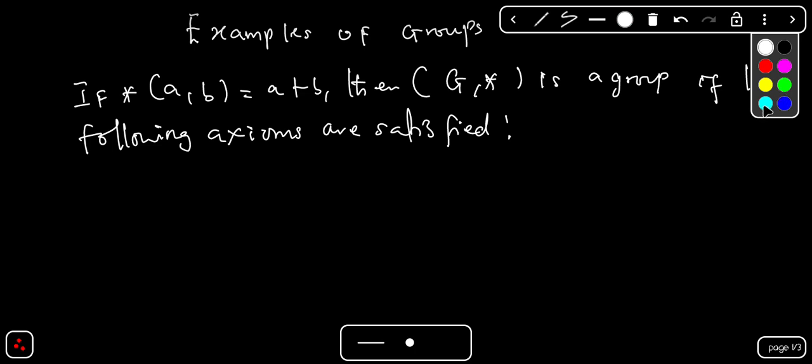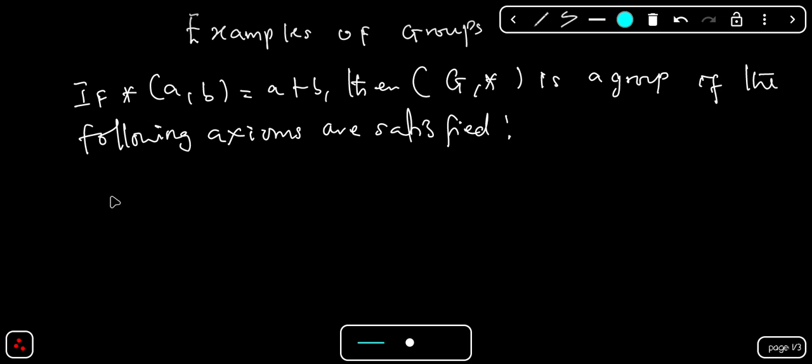In our previous class, we talked about the four main properties for an algebraic structure to be a group. That is the closure property, the associative property, the existence of an identity element, and for each element in a group, the existence of its inverse. If those four properties are satisfied, then we say that algebraic structure is a group. And then we have a special property, the commutative property. If it is satisfied, then we call that group a commutative group or an abelian group.